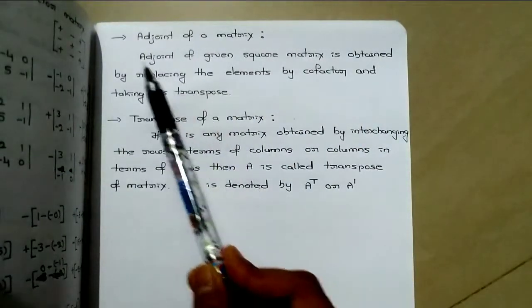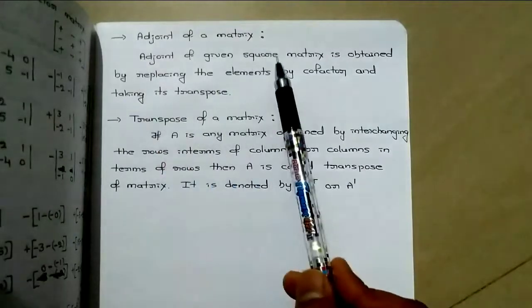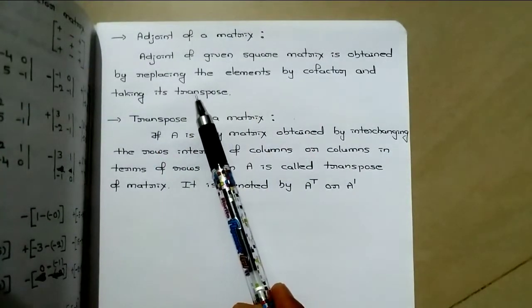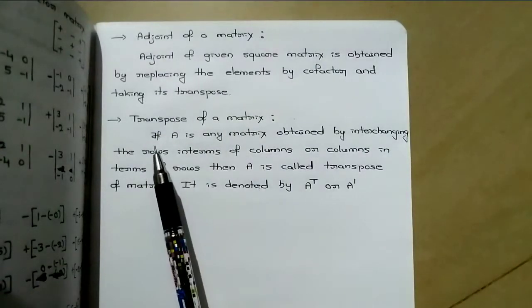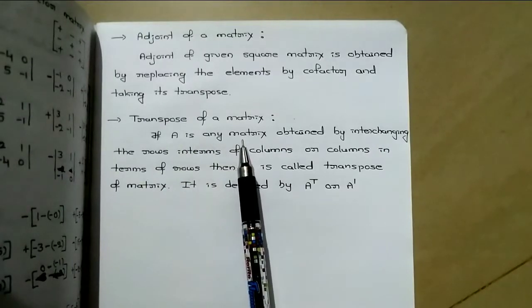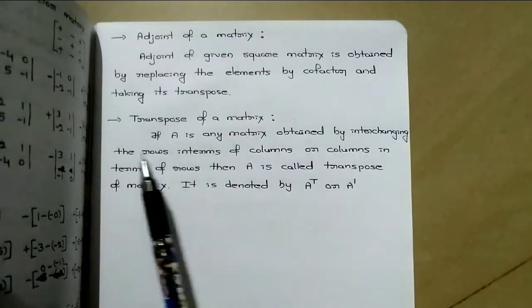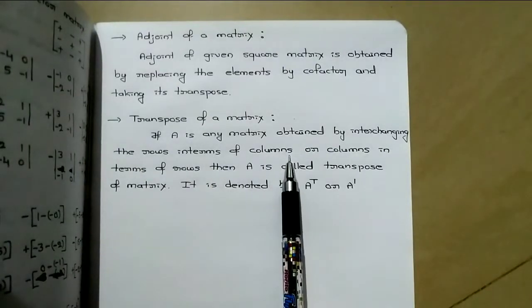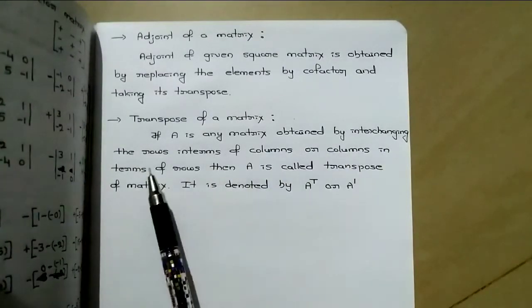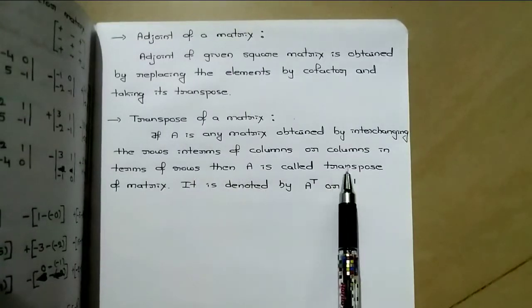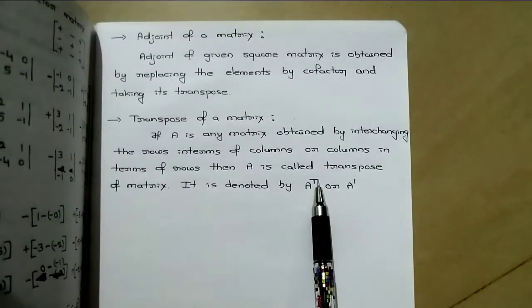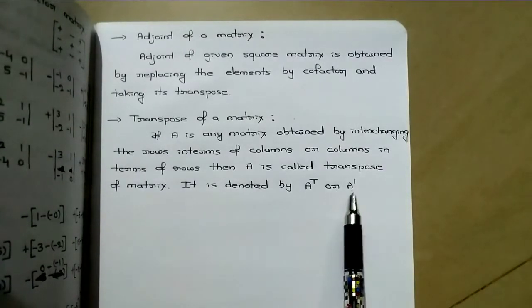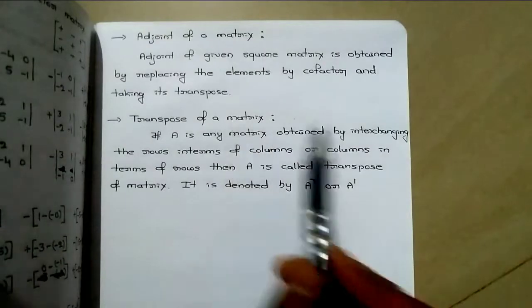Before knowing the definition of the adjoint of a matrix, we should know what is meant by the transpose of a matrix. Transpose of a matrix means if A is any matrix, obtained by interchanging the rows in terms of columns or columns in terms of rows, then it is called the transpose of the matrix and it is denoted by A capital T, A transpose or A dash. I will consider one example so you will understand the meaning of transpose of a matrix.